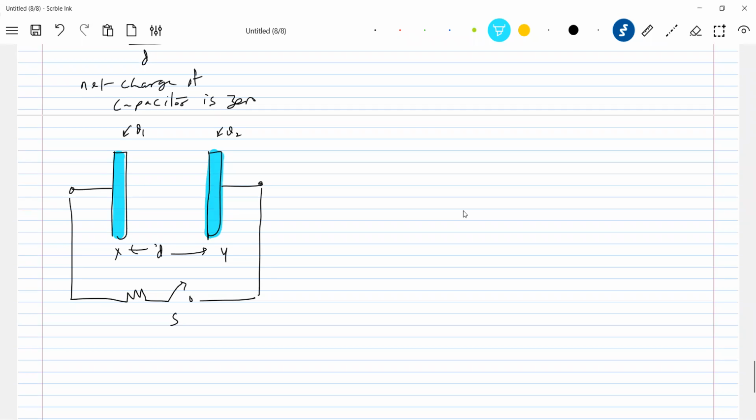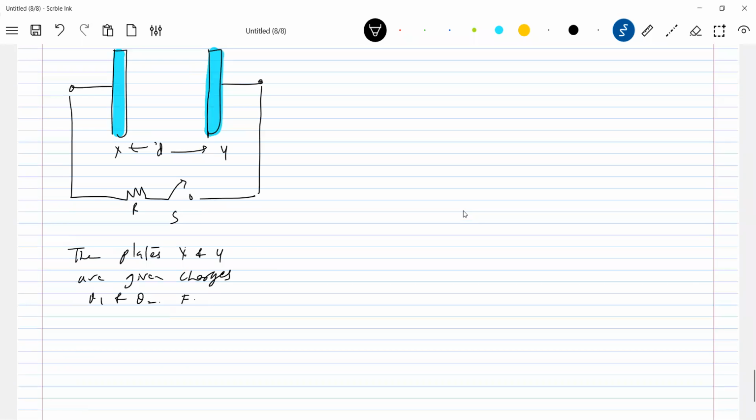Now, what charges will be there? In the previous problem, the plates X and Y are given charges Q1 and Q2. He's asking to find the charge of the capacitor.